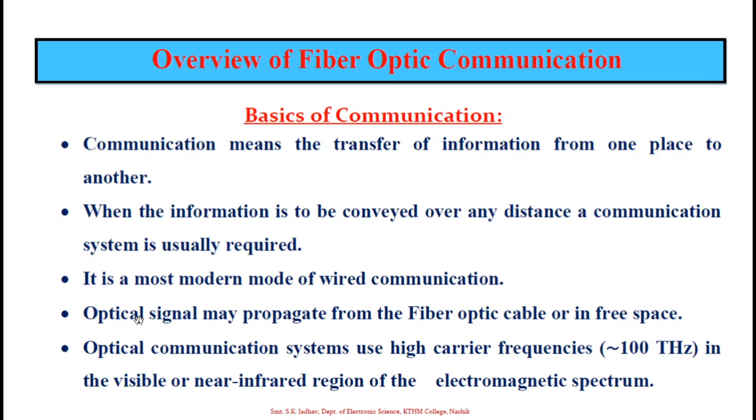Communication may also be achieved by using an electromagnetic carrier which is selected from the optical range of frequencies, that is from a few megahertz to several hundred terahertz. Optical signal may propagate in the fiber optic cable or in free space. Optical communication systems use high carrier frequencies, nearly about 100 terahertz, in the visible or near infrared region of the electromagnetic spectrum.